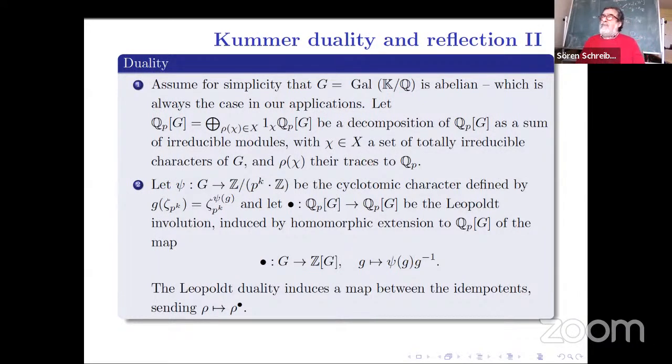What's the game of this Leopold involution? If you imagine the brackets of Kummer duality, you have an automorphism and a radical, and now you act with some group ring element on one side, and you want to pass this action on the other side without changing the result of the Kummer pairing. And the Leopold involution tells you how the group ring element transforms when going from one side to the other while preserving the value of the pairing. That's what the involution does.